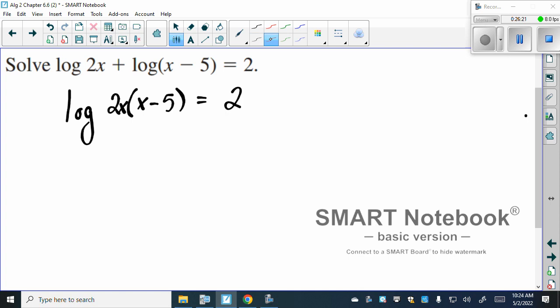Now what can we do to simplify that log? Put both sides to the base of. Whenever the base is not written for log, it's understood to be 10. Natural log, it's understood to be e. ln is e, log is 10. As 10 to the log base 10 simplifies out, cancels out, leaving us with 2x times x minus 5 is equal to 10 squared, 100.